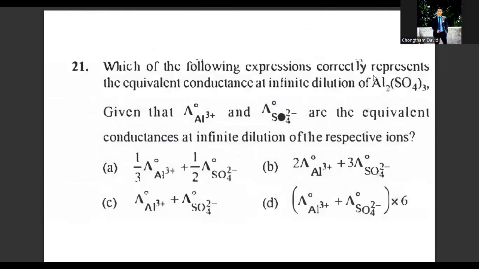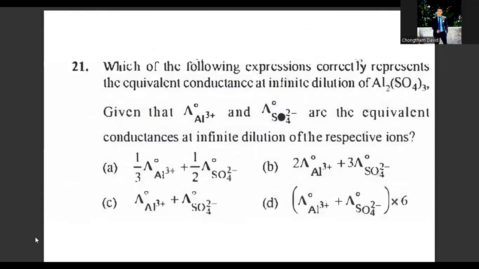Which of the following expressions correctly represent the equivalent conductance at infinite dilution of aluminum sulfate? You're given the molar conductance of aluminum and sulfate, right? So conductivity of an electrolyte depends on the mobility of ions and concentration of ions. You see, the motion of an ionic species in an electric field is retarded by the oppositely charged ions. It is due to the inter-ionic attraction.